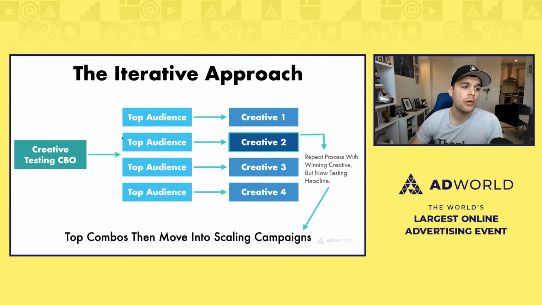Under that CBO, we'll create duplicates of that winning audience. For this campaign, we'll say 4 because that's how much creative we're going to test. But you can make it 6, you can make it 8. Each ad set is identical, running broad.